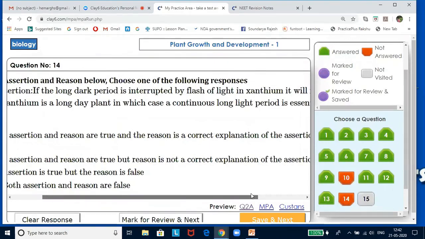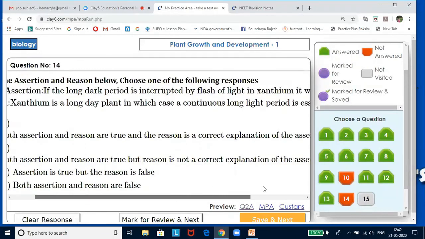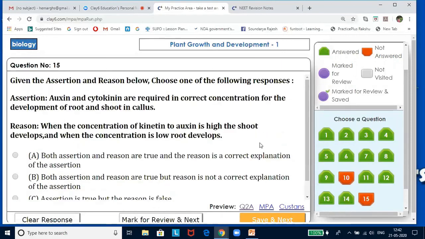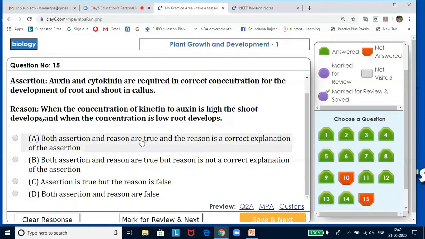Auxin and cytokinins are required in the correct concentration for the development of root and shoot in callus. When the concentration of cytokinin is high relative to auxin, the shoot develops, and when the concentration is low, the root develops. So both assertion and reason are true, and the reason is the correct explanation of the assertion.